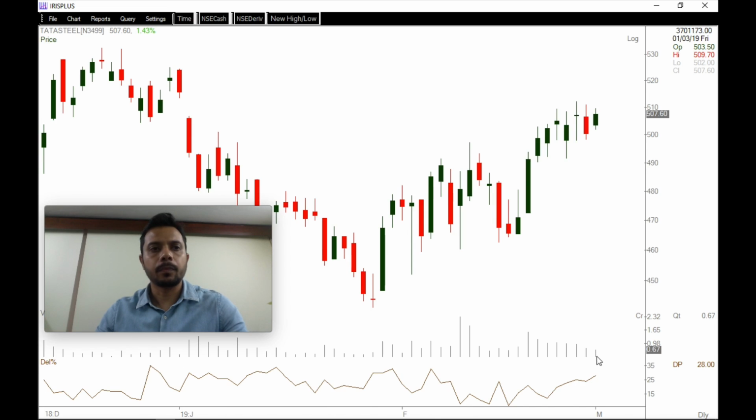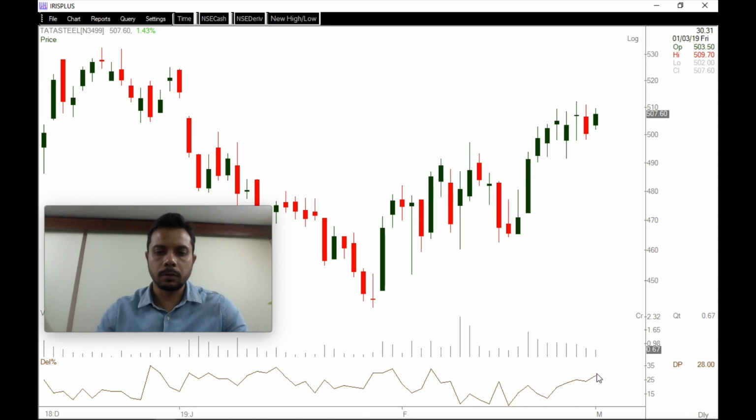Means on the last trading day, if Tata Steel traded around 0.67 crore, like 67 lakh shares got exchanged, out of these 67 lakh shares, 28% were taken back home in your depository account, means taken delivery. Rest of it was more of an intraday volume, means people bought and sold on an intraday basis and squared off their position before the market ended at 3:30.